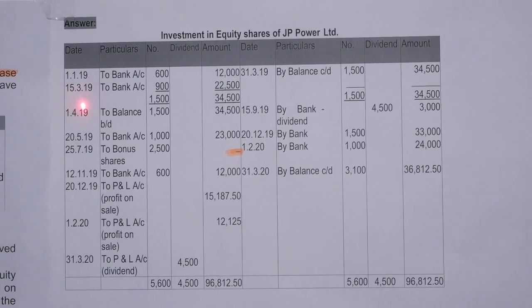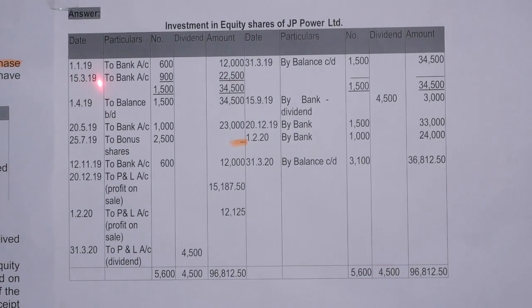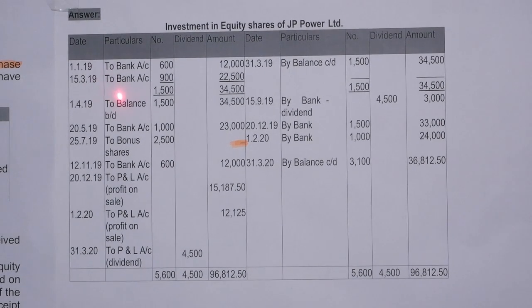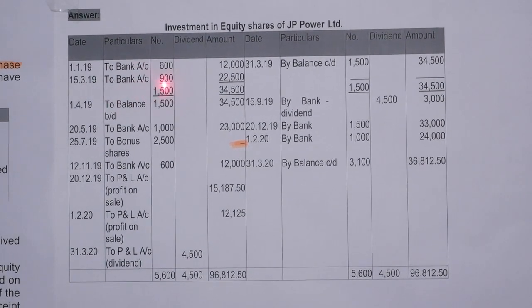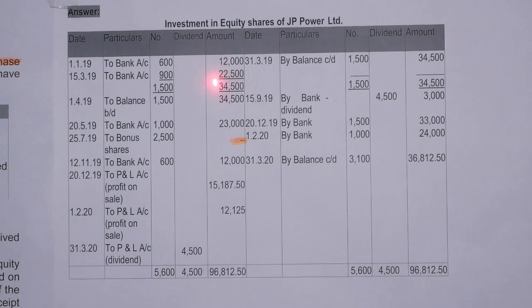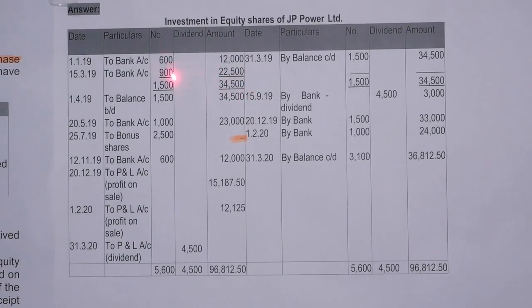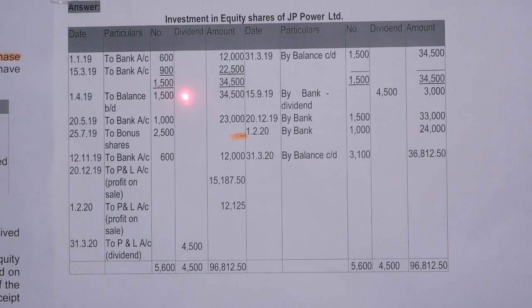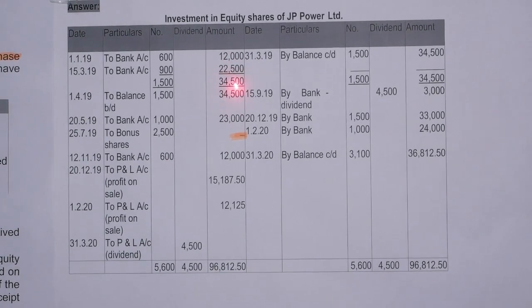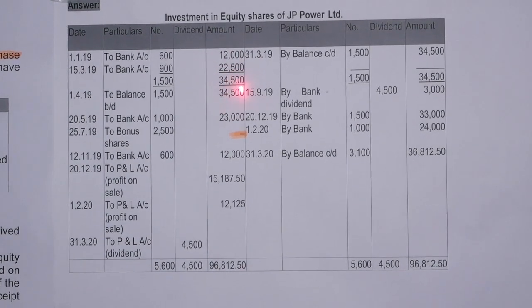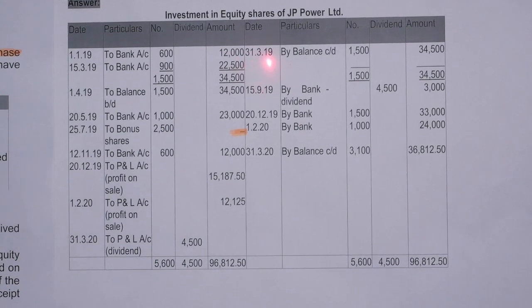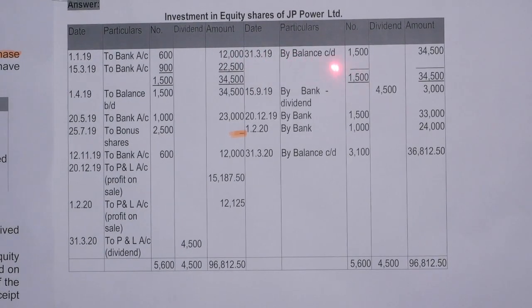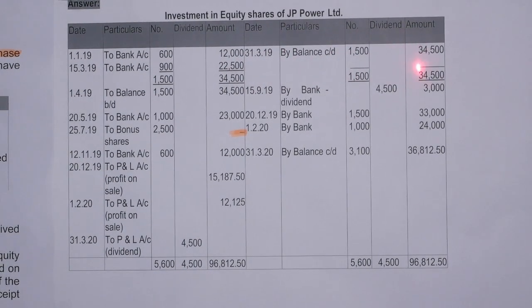And on 15 March 2019, Vijay purchased 900 shares at the rate of 25 per share. So to bank account, 900 into 25, then we get 22,500. So the total number of shares is 1500 and the value of the shares is 34,500, and it will be credited on 31st March 2019. By balance c/d, 1500 shares and value is 34,500.